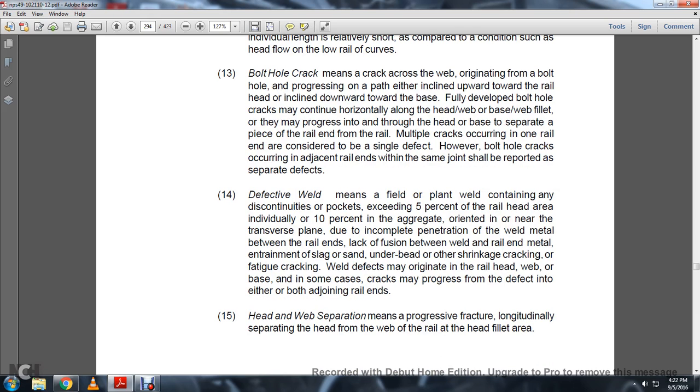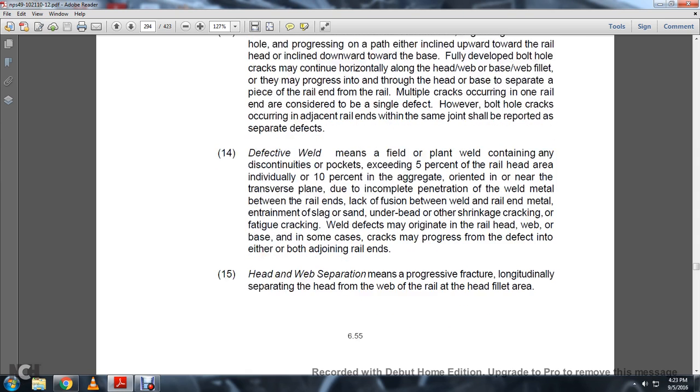14. Defective weld means a field or plant weld containing any discontinuities or pockets exceeding 5% of the railhead area, individually or 10% aggregated, oriented near the transverse plane due to incomplete penetration of the weld metal between the rail ends, lack of fusion between the welded rail end and the weld metal, entrapped slag or sand, under-bed shrinkage cracking, or fatigue cracking. Weld defects may originate in the railhead, web, or base. In any case, the crack may progress the defect into either or both adjoining rail ends.